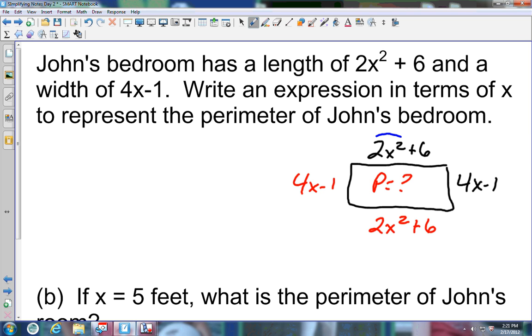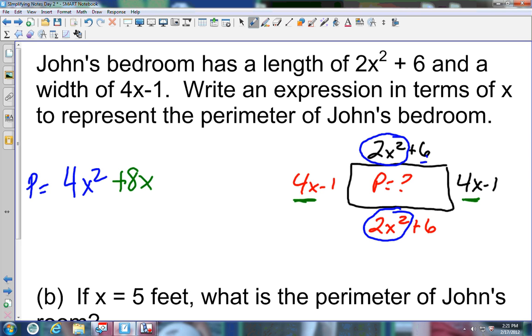First off, let's put what goes together, the x squareds. I have a 2x squared, a 2x squared, no other x squared, so it's 4x squared. This is the perimeter. And then I've got my x's, 4x and 4x, plus 8x. Then my units. 6 minus 1 is 5. 5 minus 1 is 4. 4 plus 6, so that's plus 10.